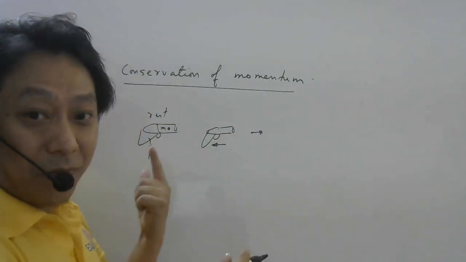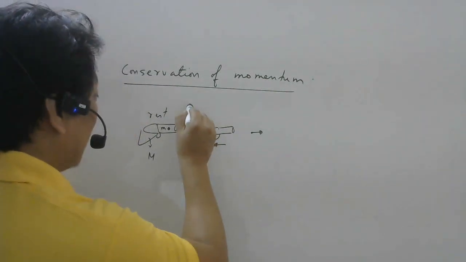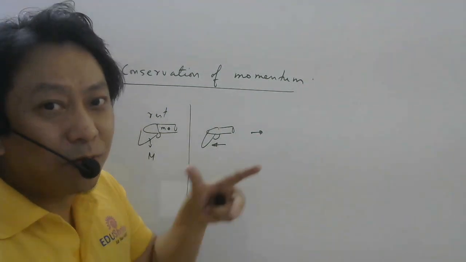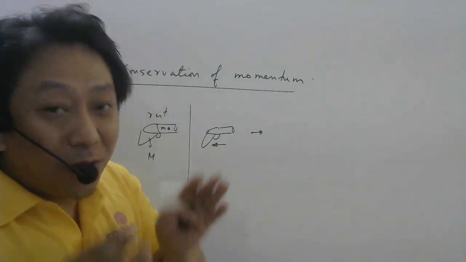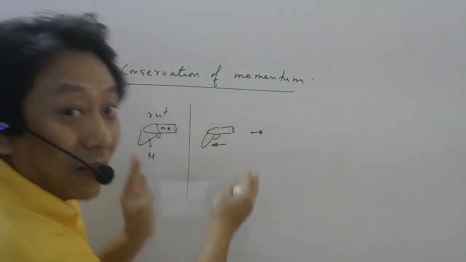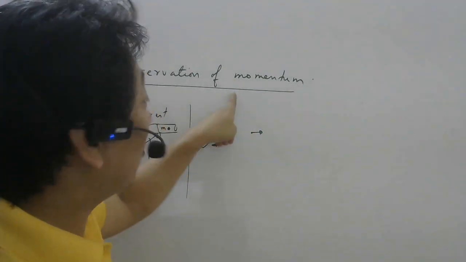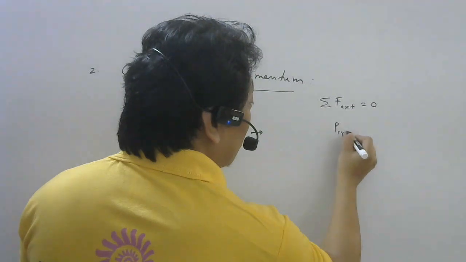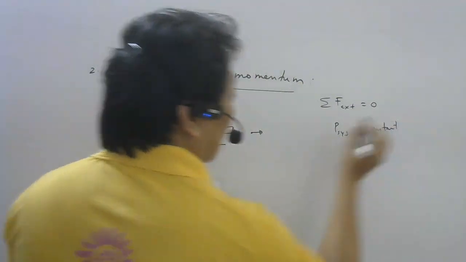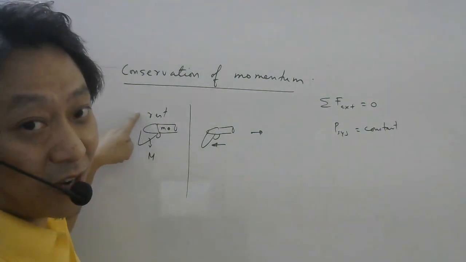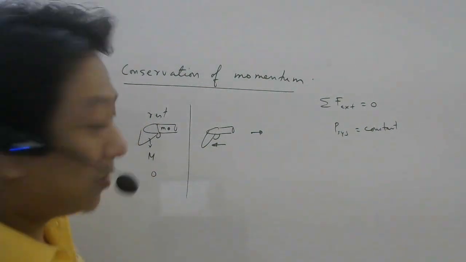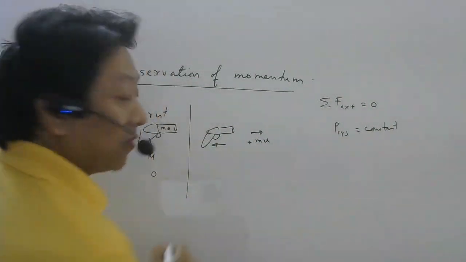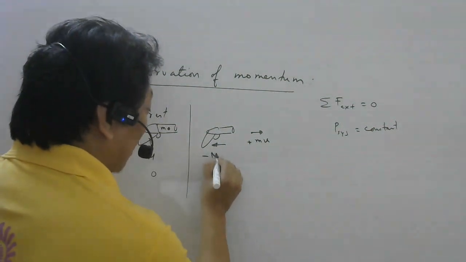It recoils backward. The reason is that this process happened very fast, so fast that forces like gravity can be neglected. If forces like gravity can be neglected, then I can assume there is no external force. And if external force is not present, then momentum of the system should be constant. What is the momentum of this system? It was at rest, so this is zero momentum. Therefore final momentum also should be zero. So if this has positive momentum plus mv, this should have negative momentum minus capital MV.